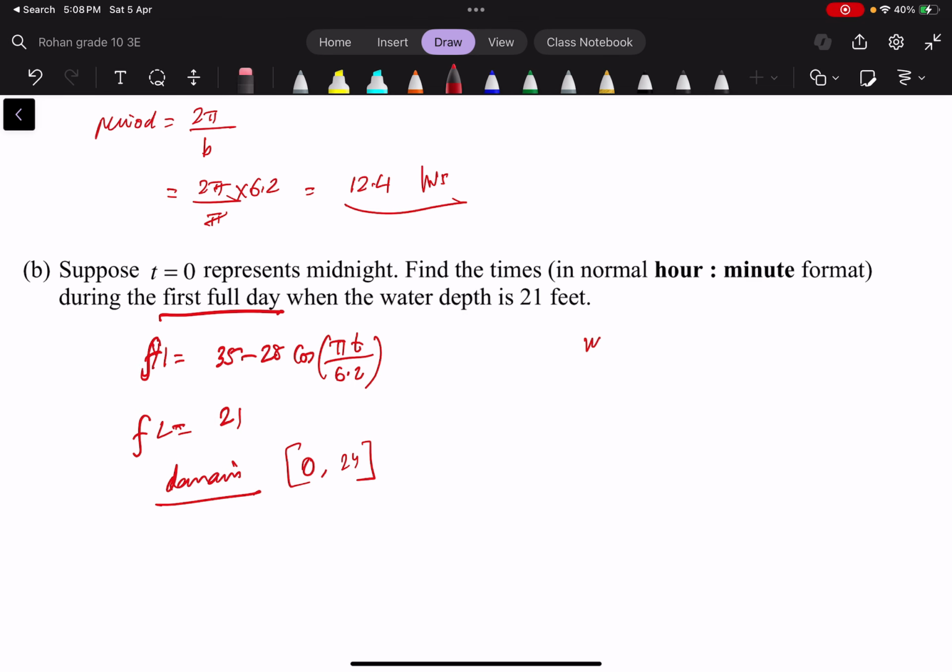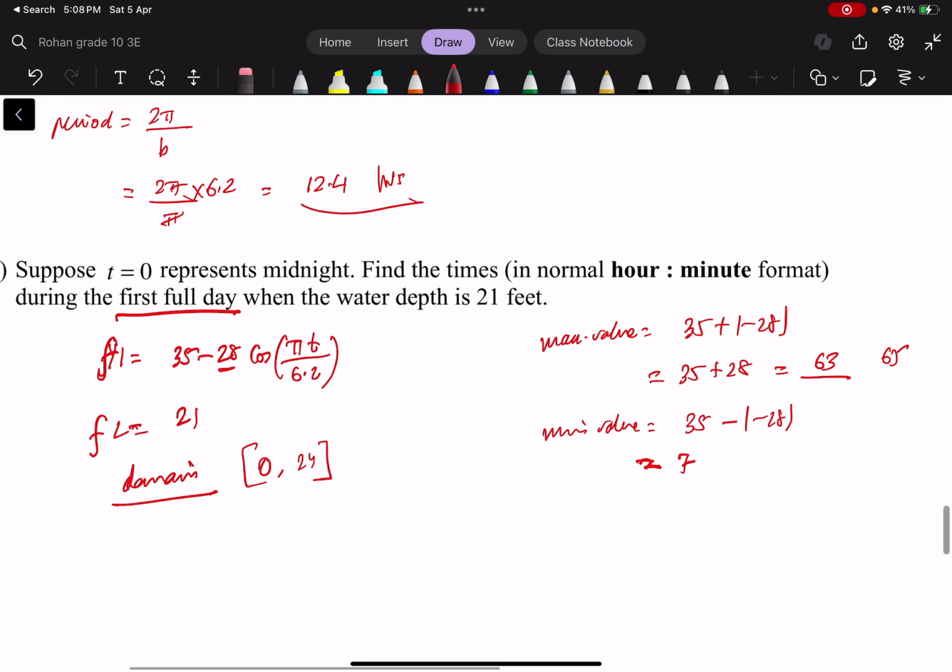So in this case, what will the maximum value be? That's 35 plus 28, because this is D. They've swapped it and made it look weird. 35 plus 28 is 63. That's the maximum. And the minimum value would be 35 minus 28, which is 7. So now you put that as your y. For x you'll put 0 to 24, and for y you can put from 65 to 0.